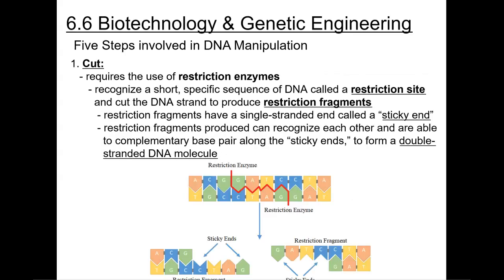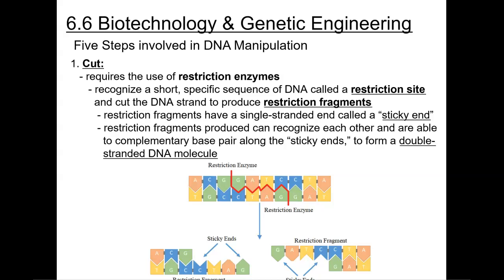So we cut. It uses those restriction enzymes. It's going to go in and recognize a short, specific sequence of DNA called a restriction site. And it's going to cut that DNA strand to produce restriction fragments. So restriction fragments are going to have a single strand end called the sticky end. And the restriction fragments are going to recognize each other, and they're going to be able to complementary base pair along those sticky ends. And so that's going to help them to form that double-stranded DNA molecule that's going to be needed. So you see in red here, that restriction enzyme goes in.